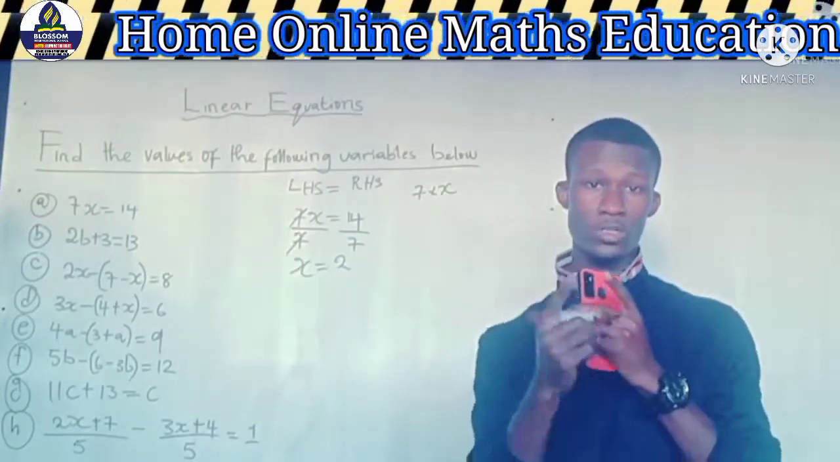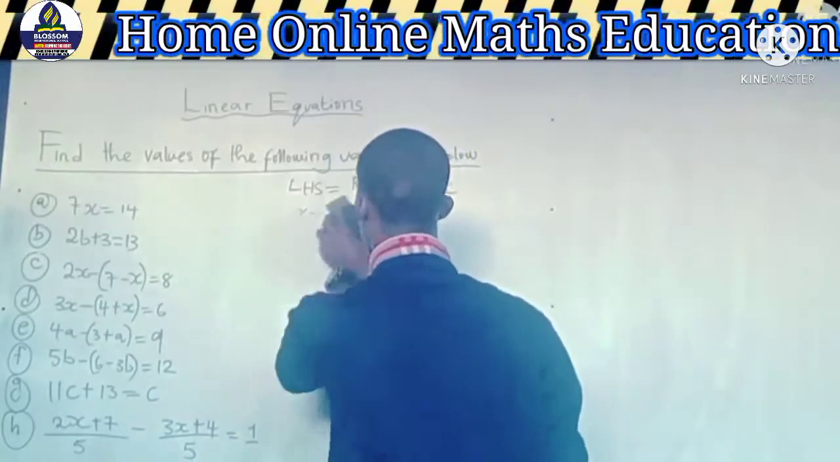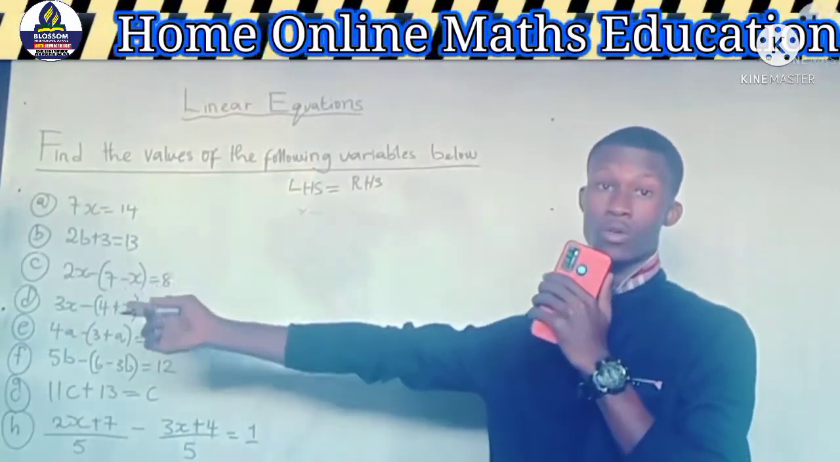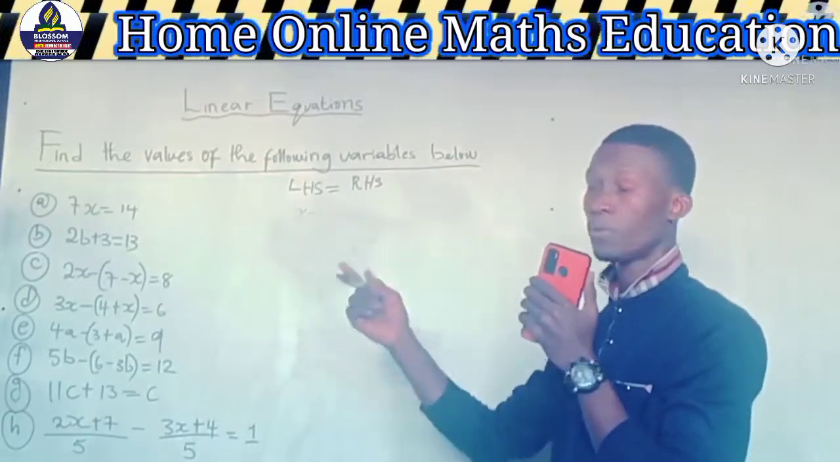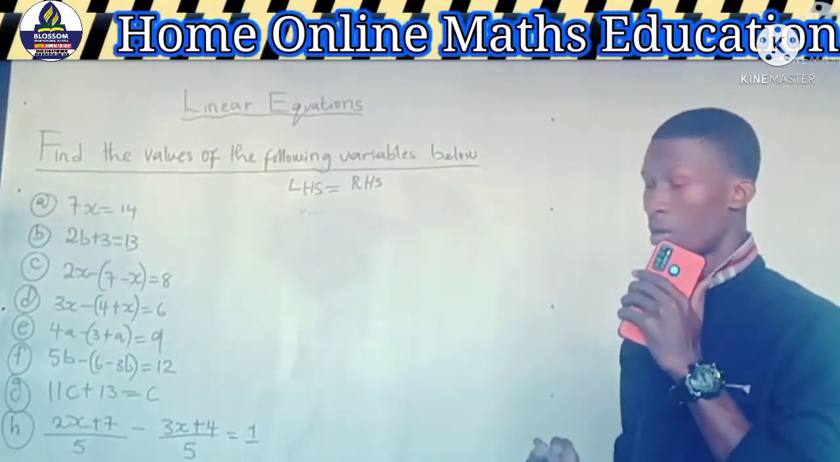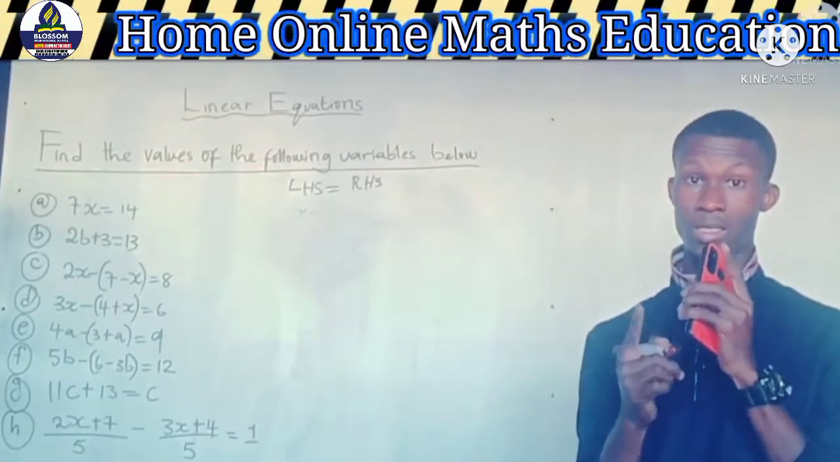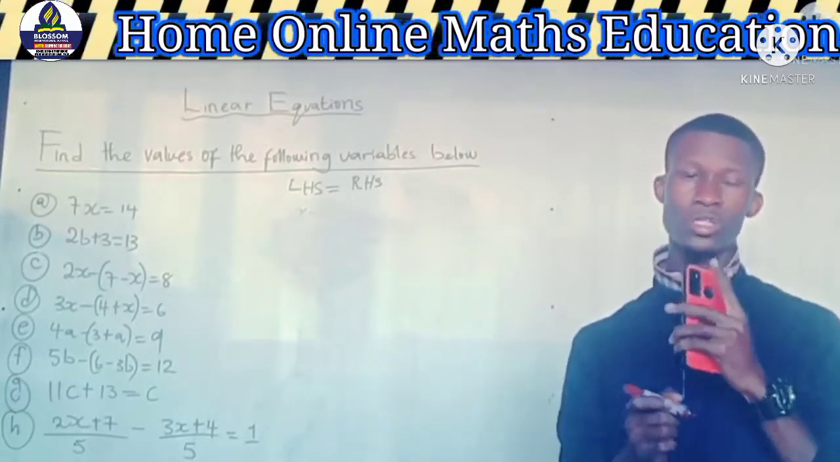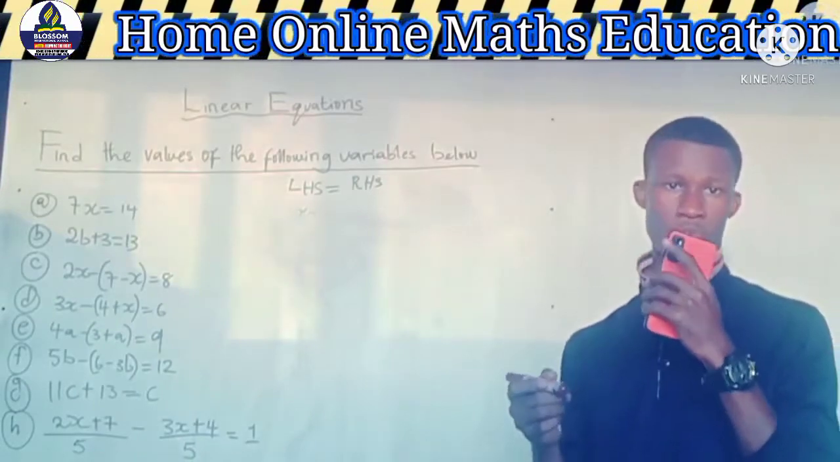Now let's move over to the second question. Like we can see over here, the second question is 2b plus 3 equals 13. Now what's going to be our next step? Our next step to solving this question is by grouping like terms. This is what you need to understand about grouping like terms.